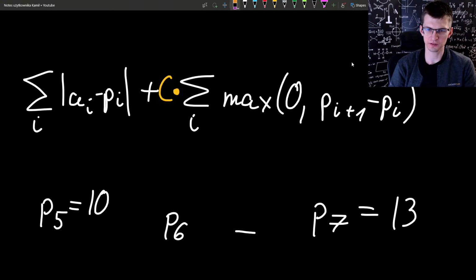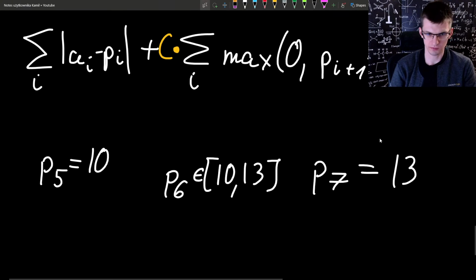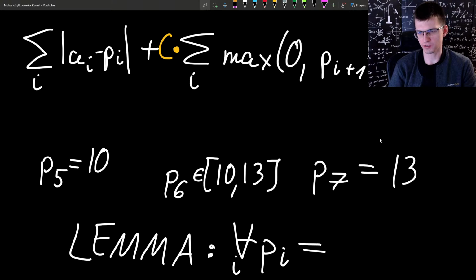But if P6 belongs to interval from 10 to 13, then it doesn't matter what is its value exactly. So in that interval, we choose 10, 13, or exactly ai. I think that this is proof that every pi will be equal to one of initial ais. So claim or lemma: for every i, pi is equal to aj for some j. So it should actually say for every i there exists j such that this is true. I will just say for some j.